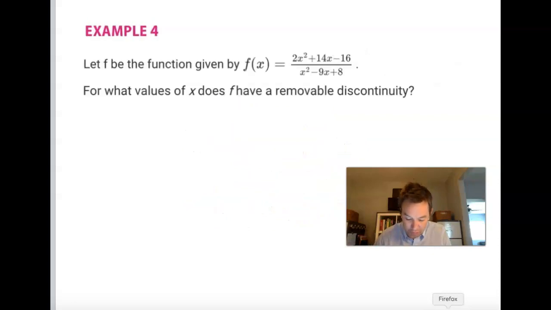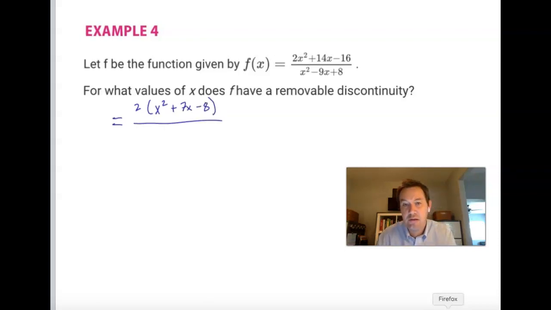All right, I got one more for you. Just another type of example, and it asks, for what value of x does f have a removable discontinuity? So just remember to find removable discontinuities, this is when you have common factors in the numerator and denominator that involve your variable, which means we just have to practice factoring. So notice in the numerator we can factor out a 2, and I'd be left with x squared plus 7x minus 8.